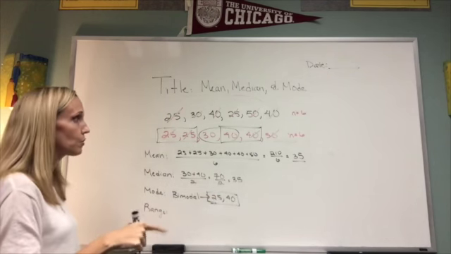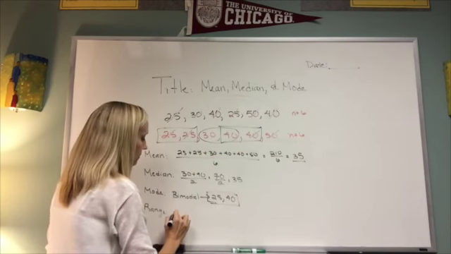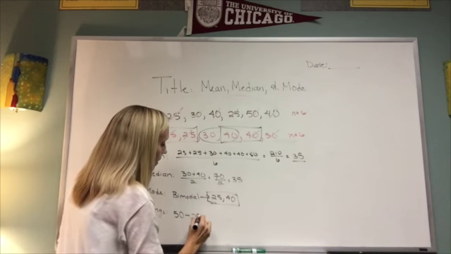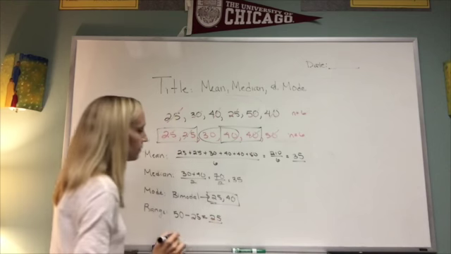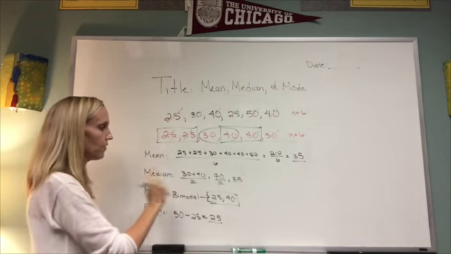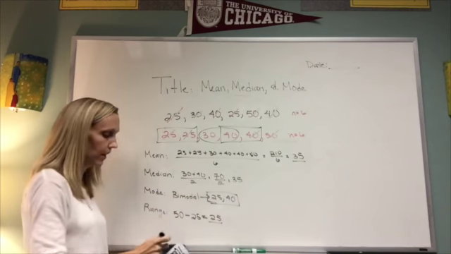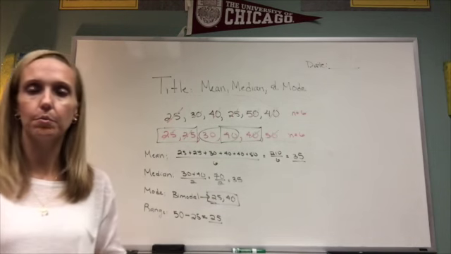Now to find the range, remember you take the highest number, which is 50, and then you subtract the lowest number, which is 25. So my range is 25. So I have a mean of 35, a median of 35, a mode of 25 and 40, and a range of 25. Hopefully this seems pretty straightforward.